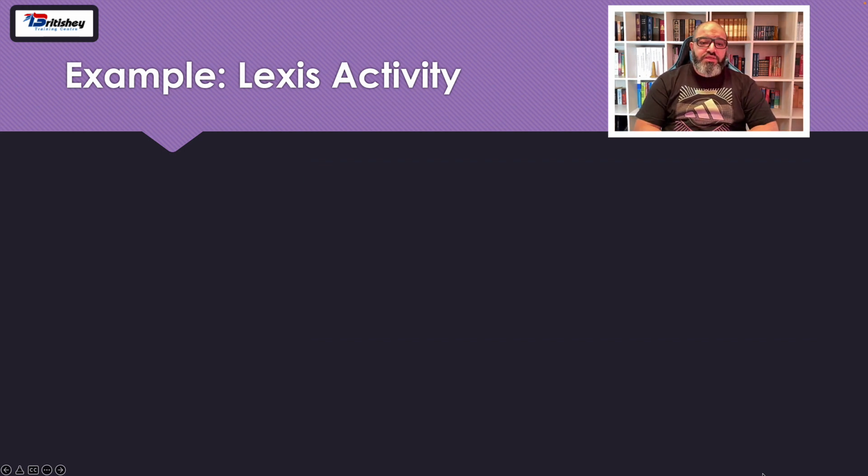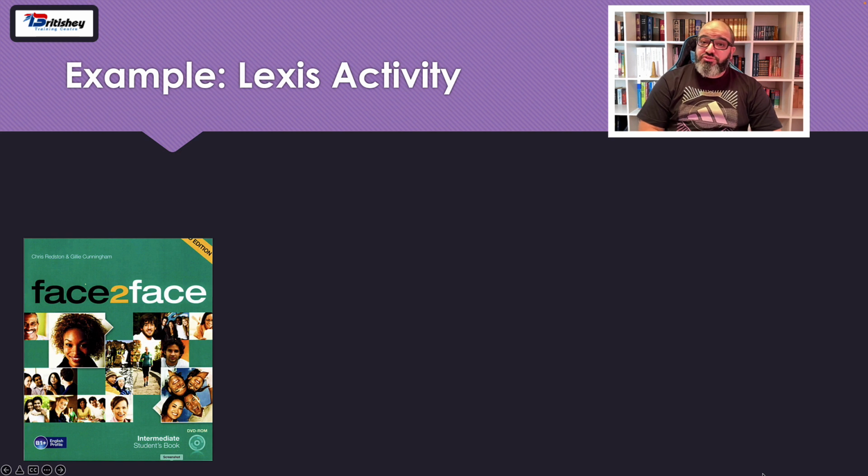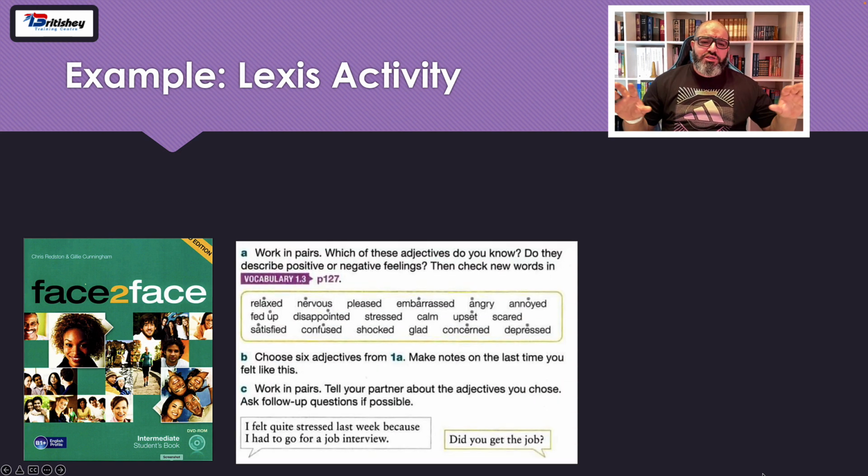Good. And this time I used face to face. And the activity says, work in pairs. Which of these adjectives do you know? Do they describe positive or negative feelings? Then check new words. And then we have relaxed, nervous, pleased, embarrassed, angry, annoyed.